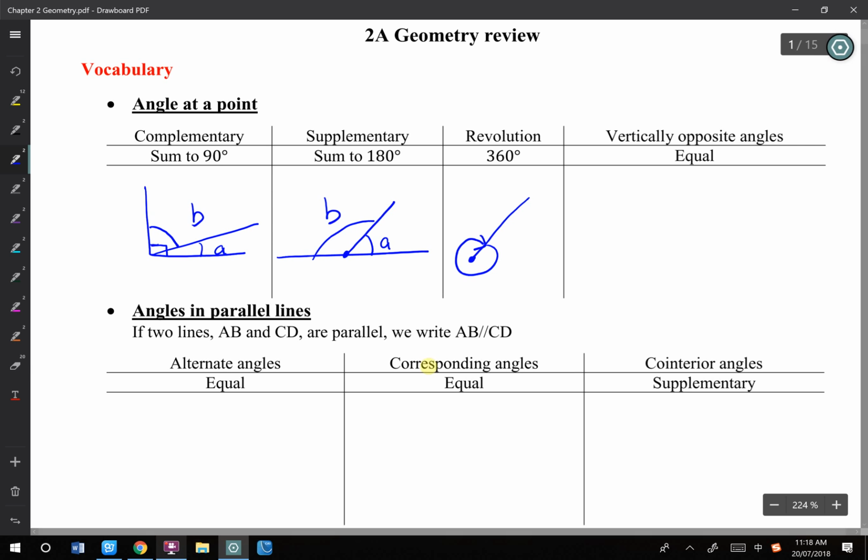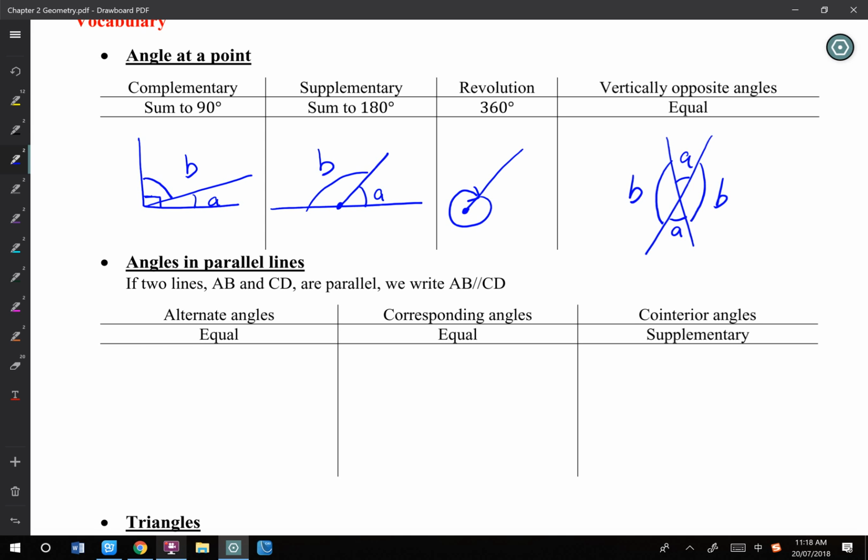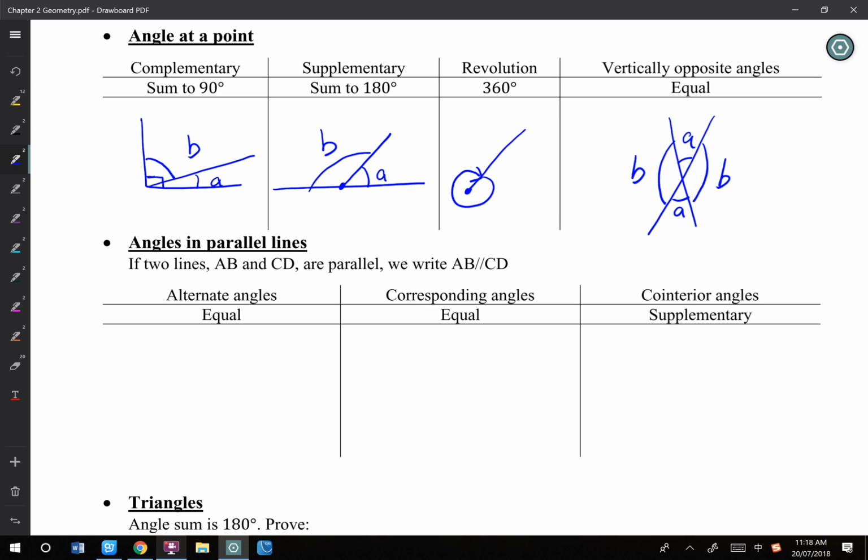So, turn around. Vertical opposite angles: I draw two lines and they cross each other. Then the two opposite angles are called vertical opposite angles. They must be equal to each other. And then those two are vertical opposite as well, so they are equal to each other as well. Okay, let's talk about angles at a point.